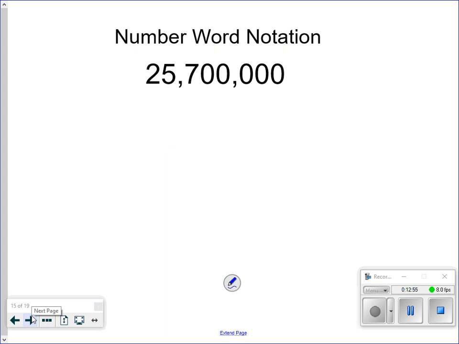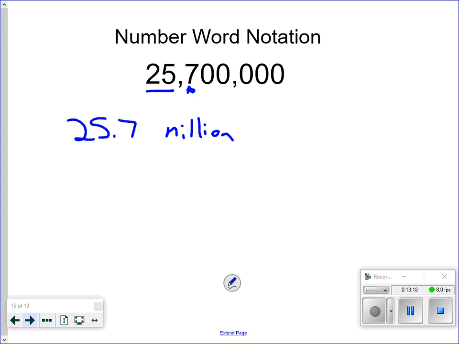Take a look at this one. This one's a little trickier because you're not going to write down 257 million. That wouldn't make sense. But you're going to take these numbers to the left of the decimal, the farthest to the left of the decimal. We still have a 7 here, so watch what I do with this 7. We have 25.7 million.